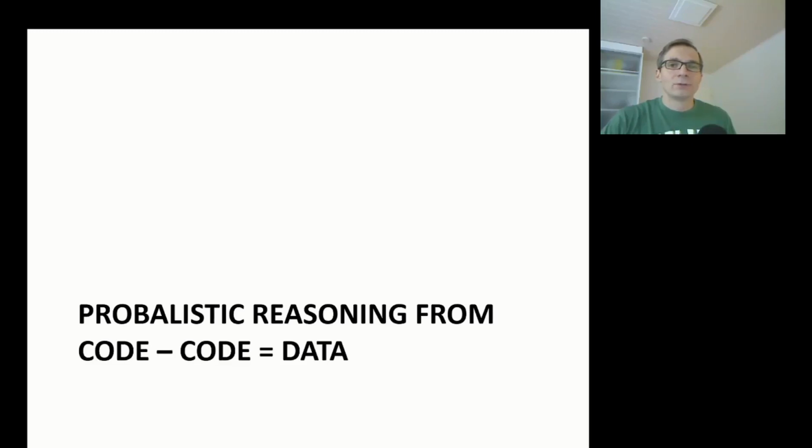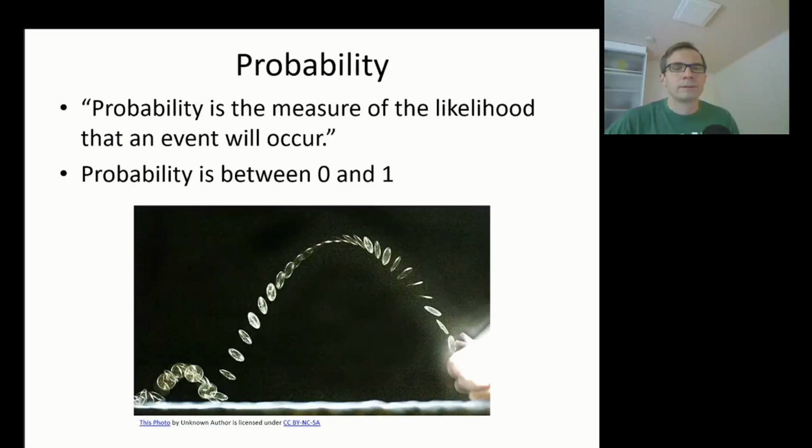So we have huge code bases that are available for research. Now, what can we do with these code bases? We can simply treat them as data. So source code becomes data, and this enables probabilistic reasoning from the existing code bases.